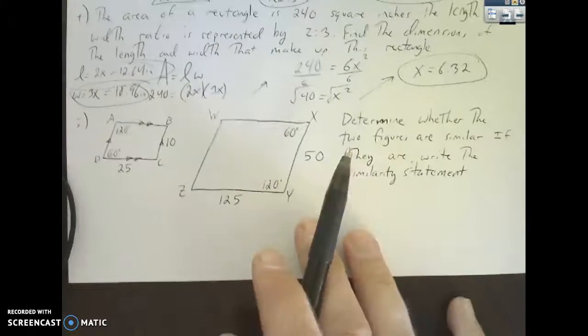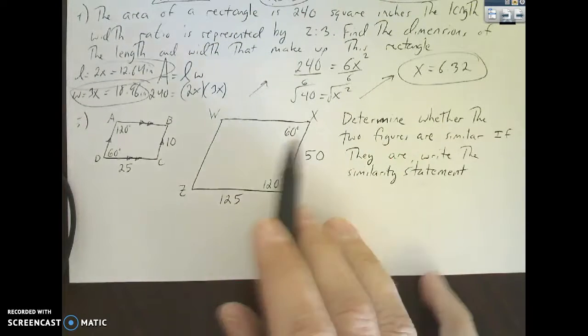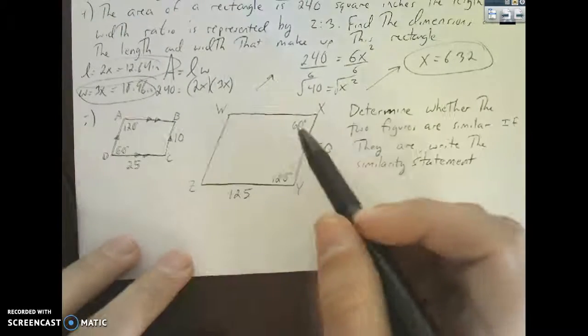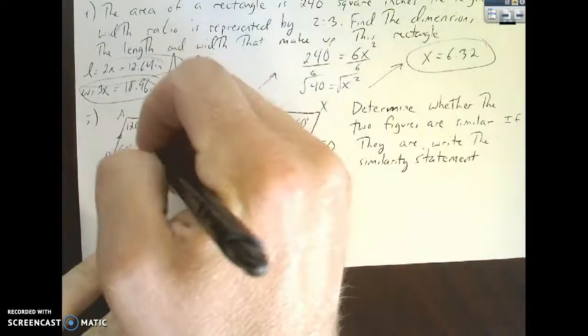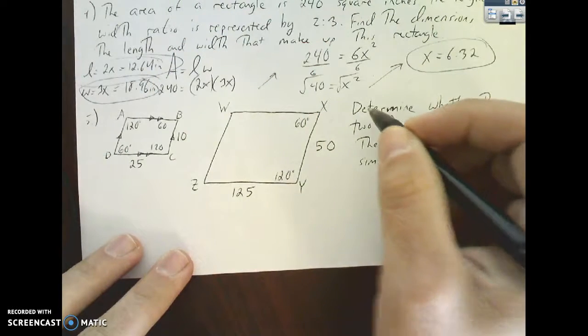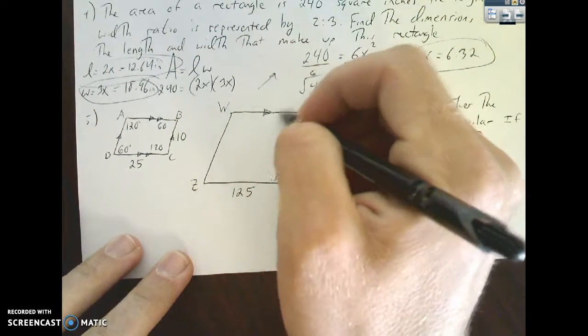Determine whether the two figures are similar. If they are, write a similarity statement. So here I can see that this is 120 and this is 60. Since this is a parallelogram, this must also be 60 and 120. Okay, this should be labeled as well.